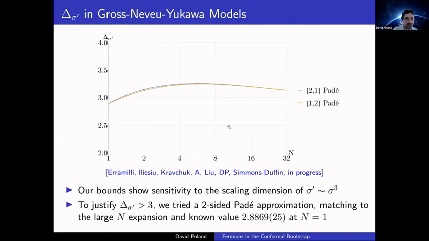Maybe one thing I'll flash is that, because we know the dimension of sigma prime at large n, and we know its value at n equals 1 from this supersymmetric Ising story to be 2.88, we can basically do some kind of two-sided Padé approximation of the scaling dimension of this operator to try to get estimates at intermediate n. And these are the curves we came up with. So if you believe these curves, then this operator should be irrelevant all the way down to n equals 2.